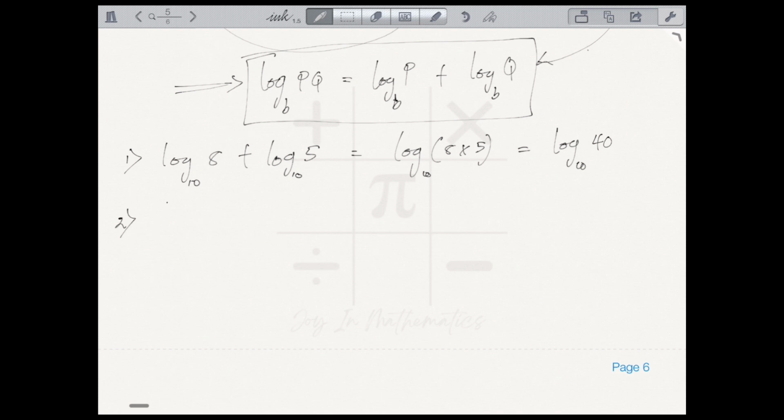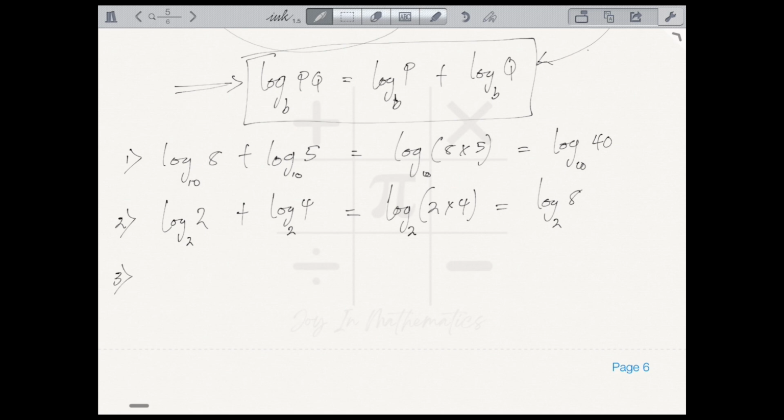Likewise, let's take another question: log 2 to base 2 plus log 4 to base 2. The first thing we ask: are they of the same base? Yes, they are of the same base. And is it an addition? Yes, it's an addition. Therefore, we apply the addition law, and this will result in log to base 2 of 2 multiplied by 4, which gives us log of 8 to base 2.